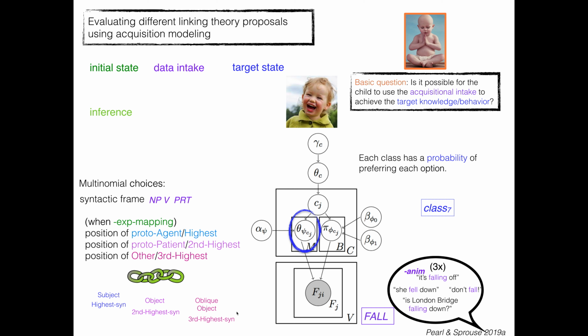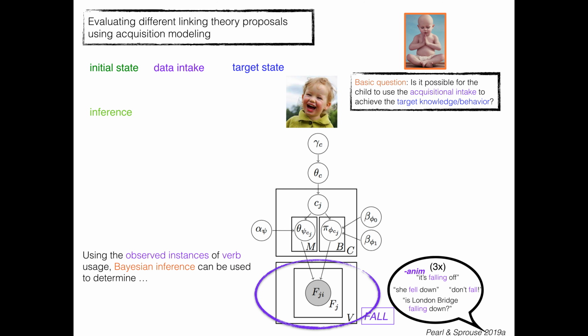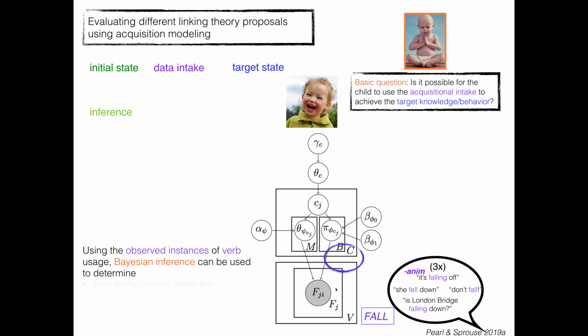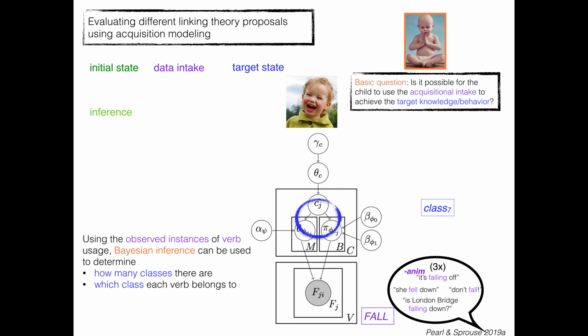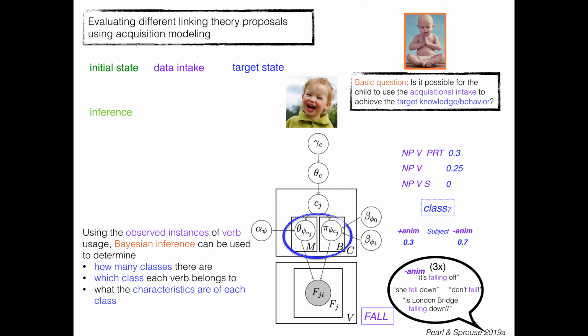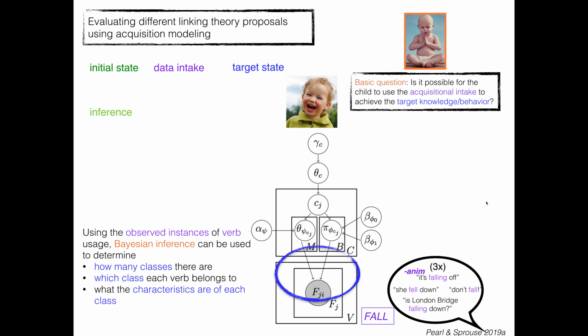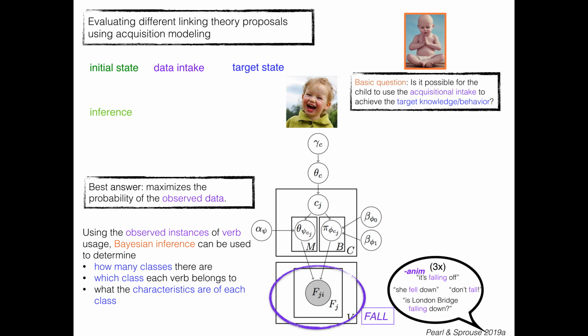So now, using the observed instances of verb usage in the input, Bayesian inference is going to be used by our learner to determine a couple of different things. So 1, how many classes there are, 2, which class each verb belongs to, and 3, what the characteristics are of each class. So what's the distribution over syntactic frames, over animacy, and so on. Like, what are the characteristics of the class? And the best answer is going to be one that maximizes the probability of the observed data. That's what our learner is trying to do.